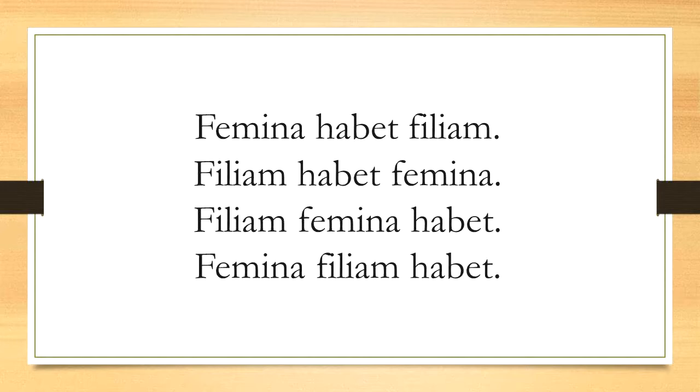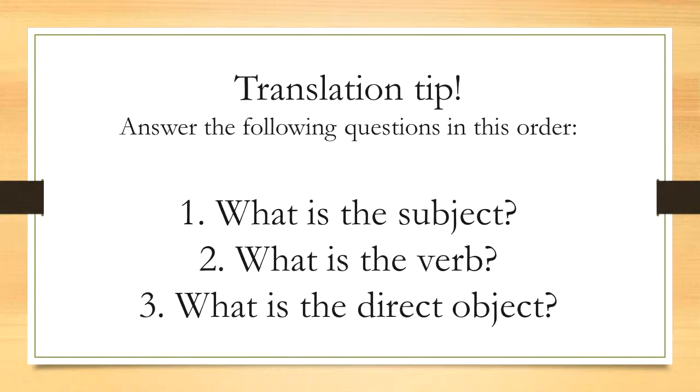That means that it is the 4th and last sentence on this list, femina filiam habet, that is the arrangement that you are most likely to see in a Latin text. But the other ones are all possibilities. They're good Latin still. So, how do we go about translating a Latin sentence when words seemingly can appear in any old order? Remember, the goal will be to bring a Latin sentence into English. So keep in mind how we build sentences in our language.